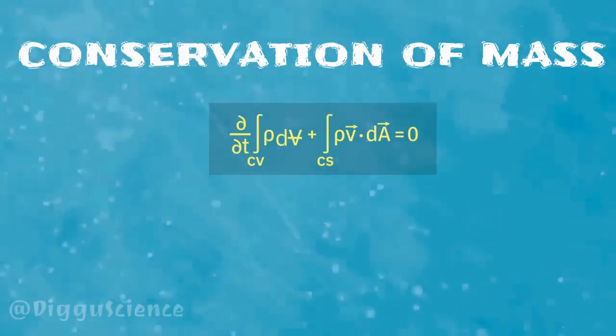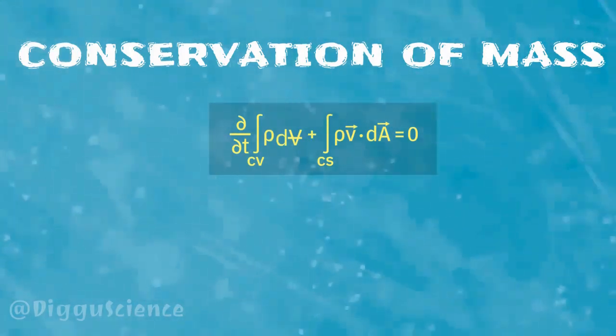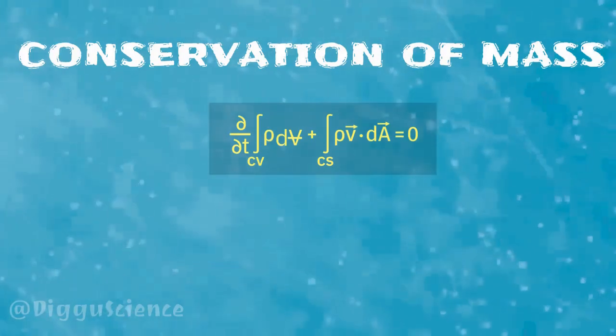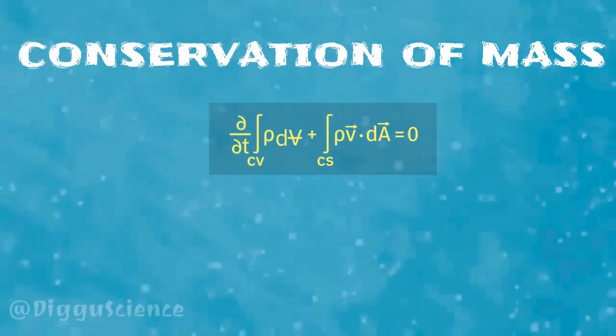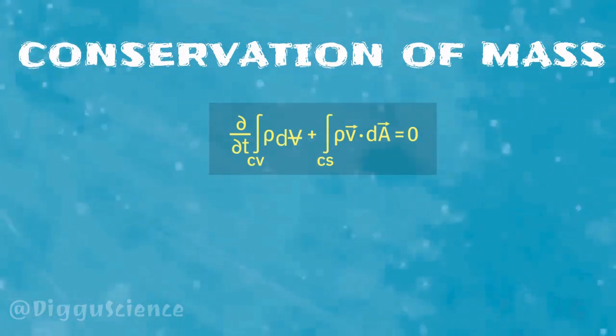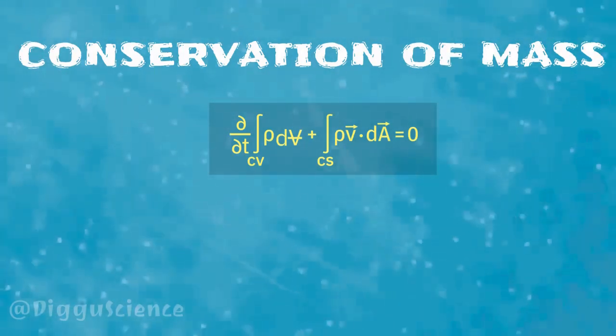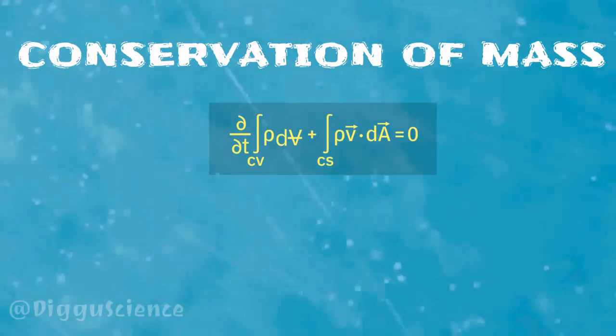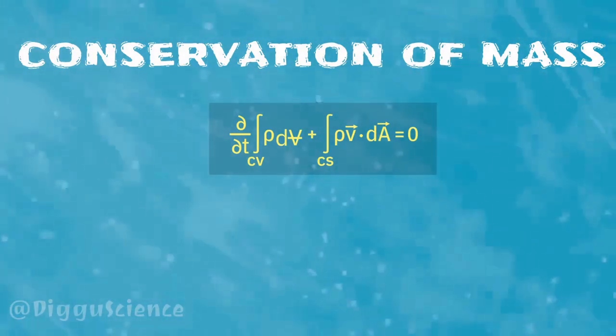Okay, previously, we were familiar with the concept of conservation of mass in fluid flow. The rate of change of mass in the control volume plus the rate of mass flux out of the control volume through the control surface is zero. Here, the volume is symbolized as v with a horizontal line to differentiate it from the velocity symbol.